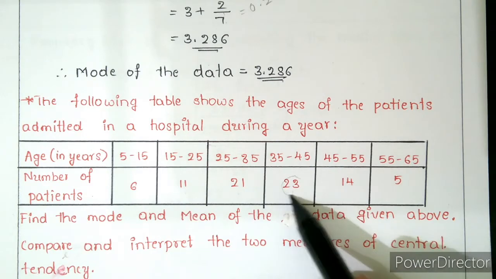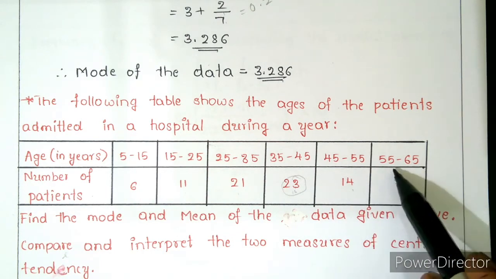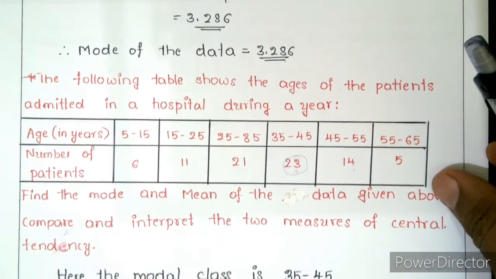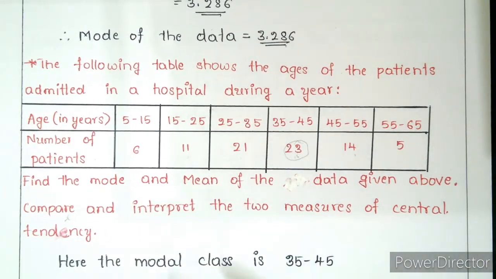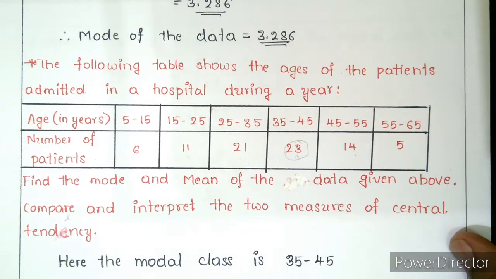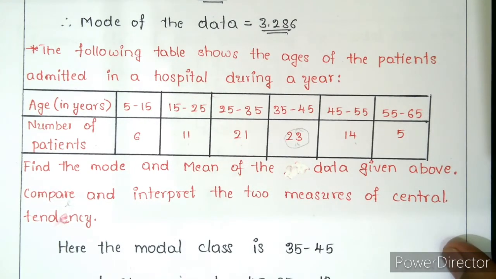So this is the modal class, since you have the maximum frequency. For 45 to 55 you have 14 and for 55 to 65 you have 5. Here, find the mode and the mean. So we have to find both, the mode and the mean of the data given above. Compare and interpret the two measures of central tendency. We have to compare the mode and the mean.